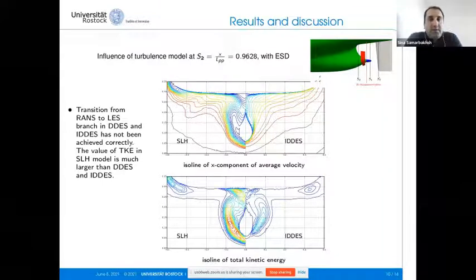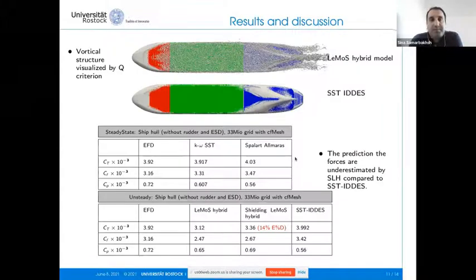The reason for this failure of IDDS is that the transition from RANS to LES in DDS and IDDS has not been achieved correctly, because they mostly need a very big flow separation to trigger transition from RANS to LES. But indeed, this ship is a very well streamlined ship, and that's why we have a very large gray area for our IDDS.